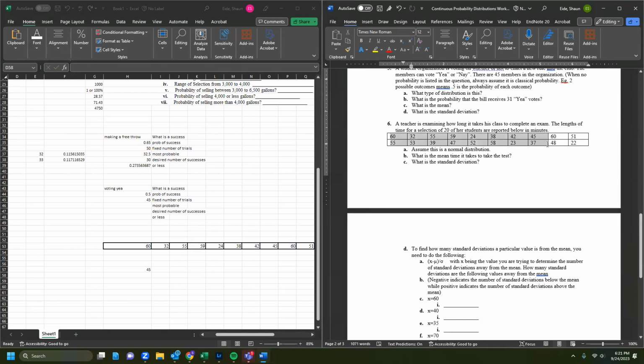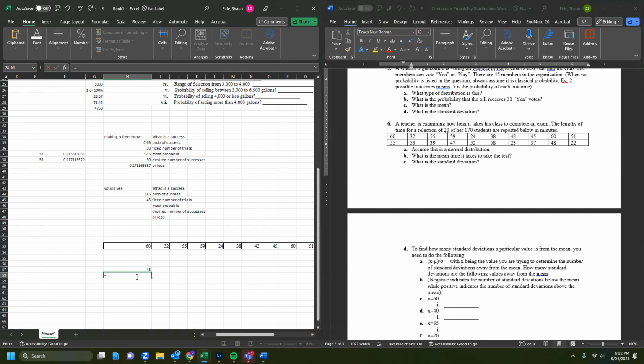So there's 20 students. I really should put 20 of her, let's do 20 of her 170 students. 20 of her 170 students are listed below in minutes. Okay, so what is the standard deviation?